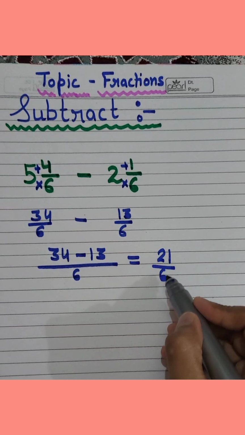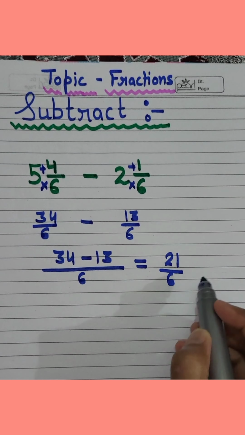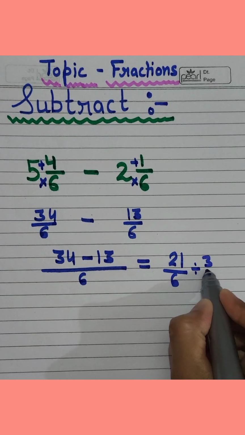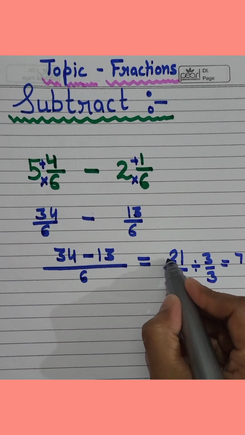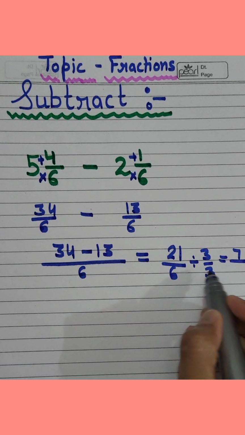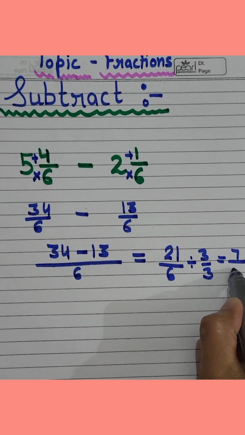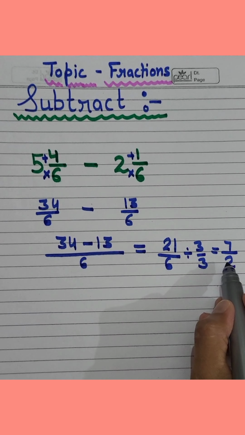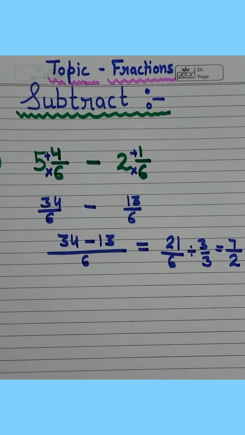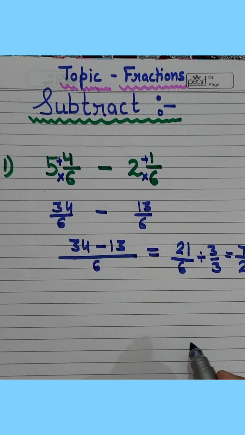Now see, 21 and 6 will come in the 3 table. So we will divide the numerator and denominator by 3. So what will come? 3 7s are 21, and 6 is divisible by 3, that will come 2, since 3 2s are 6. Now see, this is an improper fraction. We must write the improper fraction as a mixed fraction.